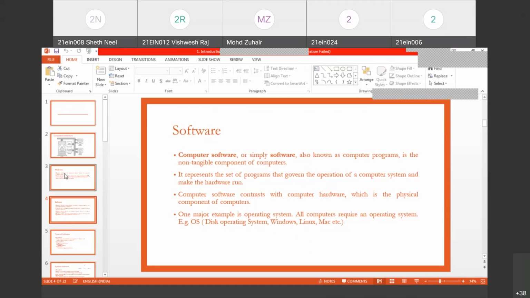Okay, you cannot see how the operating system looks. You know this is the operating system.